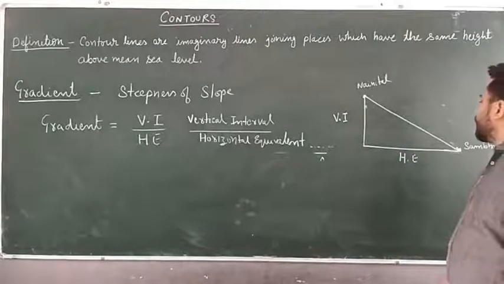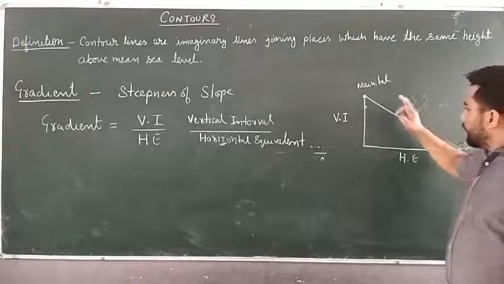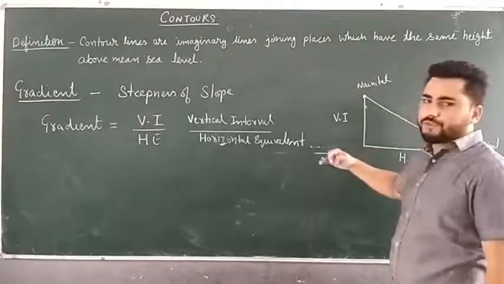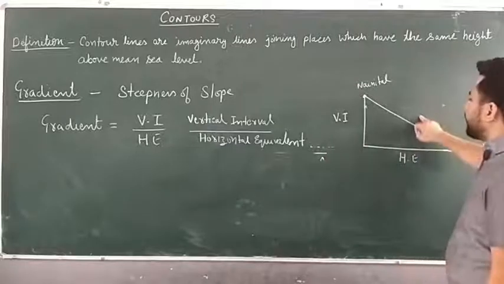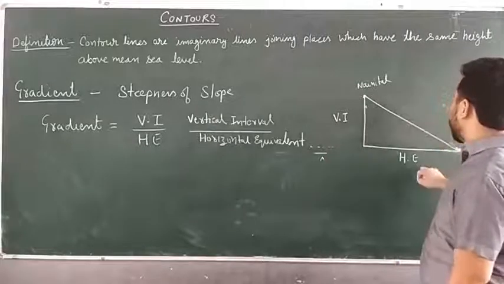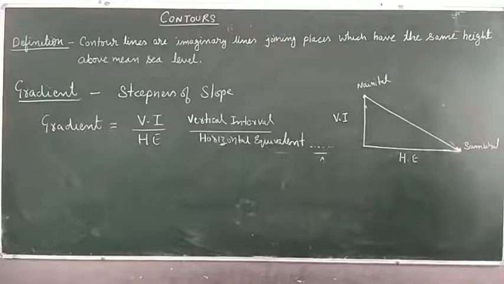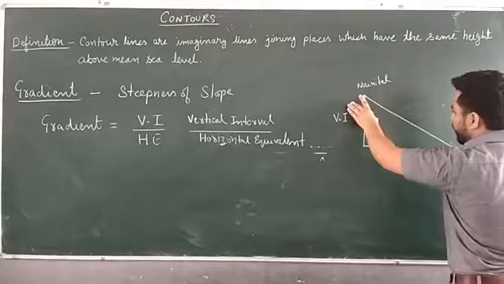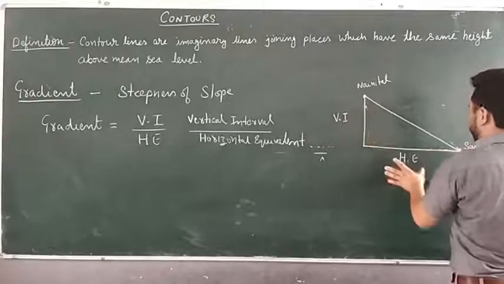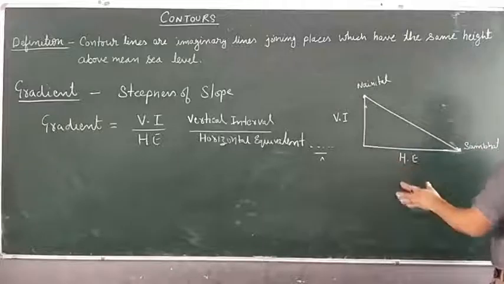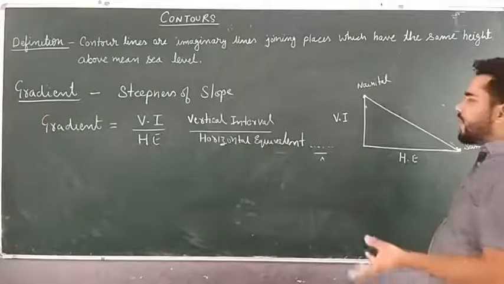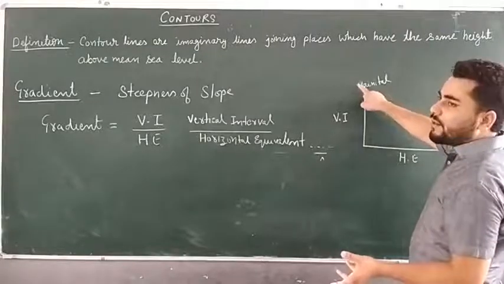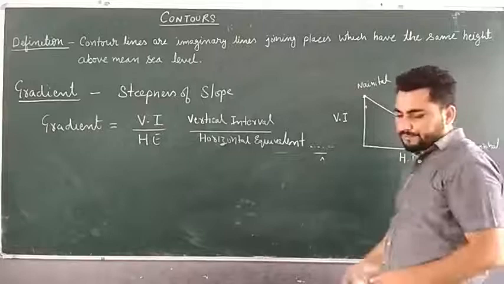In order to gain this much height, we are moving this much. And this will become the gradient. So you can say gradient is equal to VI upon HE, right? VI, the vertical interval, is the height of a place above the mean sea level, and HE, the horizontal equivalent, is the actual distance which we have covered or traveled in order to reach that place.